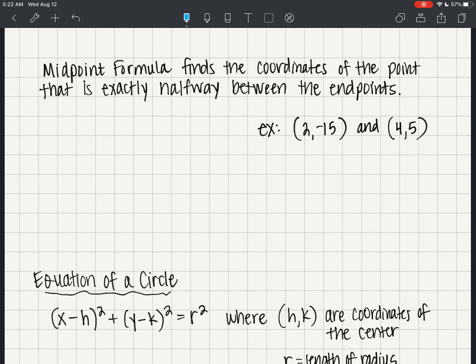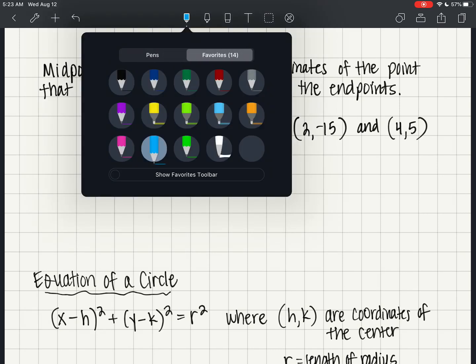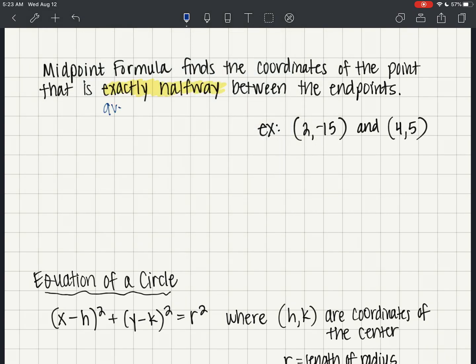The midpoint formula also works with values of the coordinates of points, and it determines the halfway point between two endpoints. So for example, we have (2, -15) and (4, 5). When it talks about exactly the halfway point, we're really talking about just finding the average between two points. So exactly halfway means that we're going to be looking for the average between two values, or the average of two values.